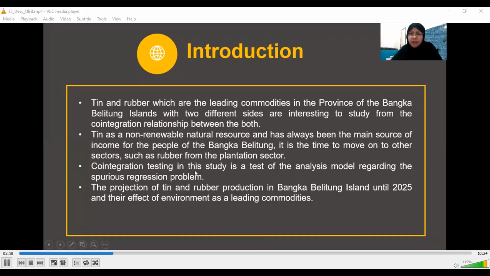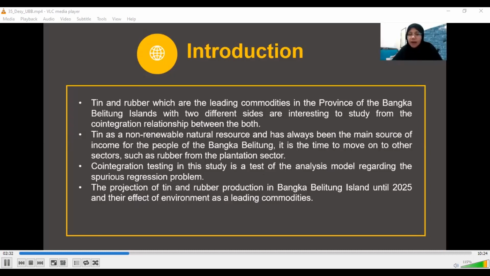Integration testing in the study is a test of the analysis model regarding the spurious regression problem. And the last, we will make the projection of tin and rubber production in Bangka Belitung Island until 2025 and their effect on the environment as leading commodities.